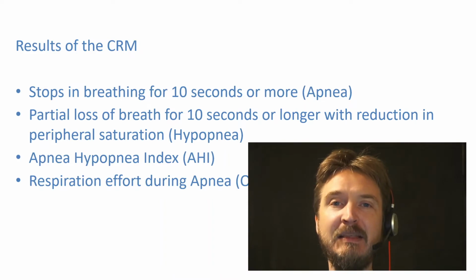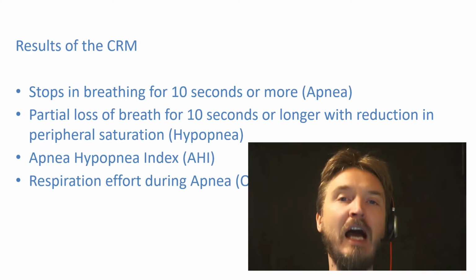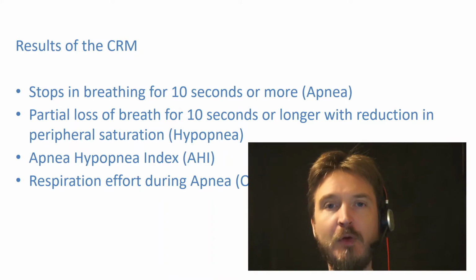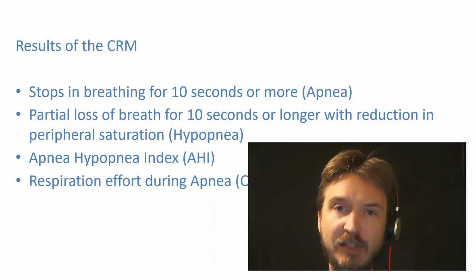And we calculate that into an apnea hypopnea index. And index simply means that we calculate how many apneas and hypopneas in total you have had during each hour of sleep. So if you have 80 hypopneas and sleep 10 hours, that's an AHI of 8.